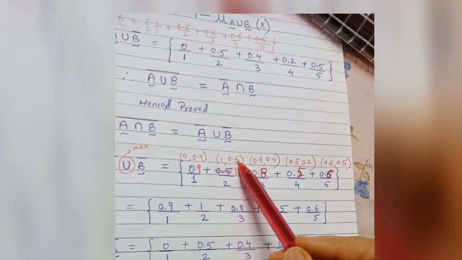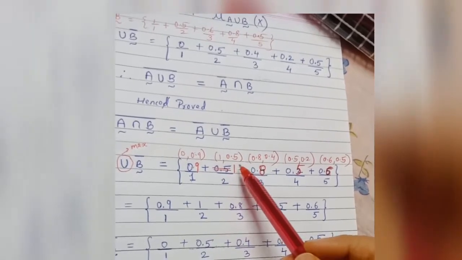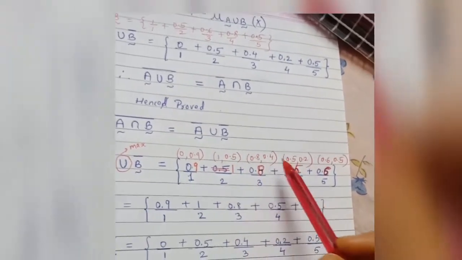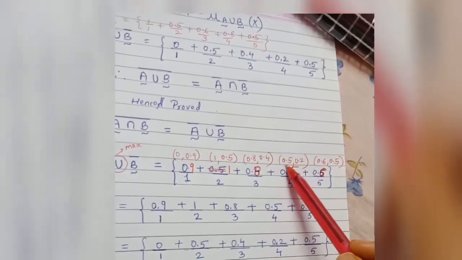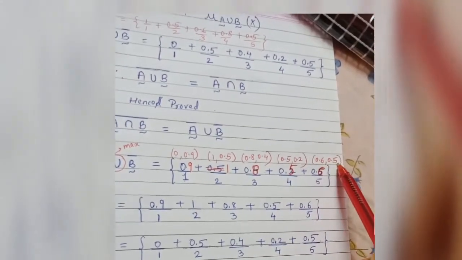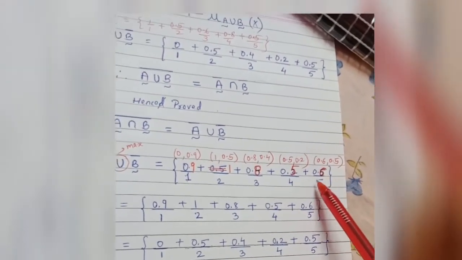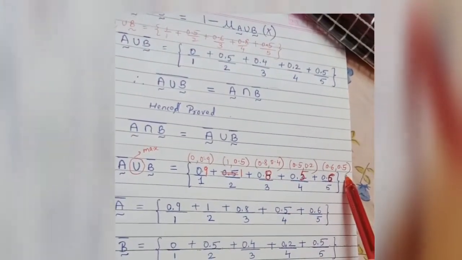So compare these and write the max. 1 and 0.5, max is 1. Write it as 1 upon 2. Similarly, 0.8 and 0.4, max is 0.8. Next is 0.5 and 0.2, max is 0.5. Last is 0.6 and 0.5, so 0.6 upon 5. So this is the RHS of De Morgan's second principle.